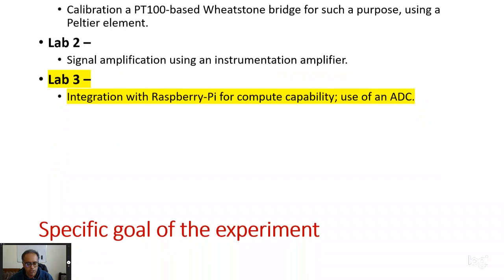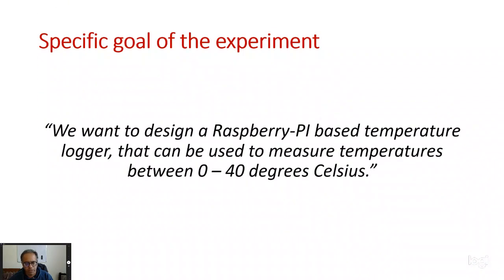Alright. If we want to attach a specific goal, the specific goal is we want to design a Raspberry Pi based temperature logger that can be used to measure temperatures between 0 to 40 degrees Celsius. I have specifically chosen this particular range because we are able to easily control the temperature of the Peltier over this range. And also the 0 is there because you can actually arrive at a 0 condition for the Wheatstone bridge, and that's why I have put that 0 there. You will understand as we walk through the lecture why this particular range of temperature was chosen.